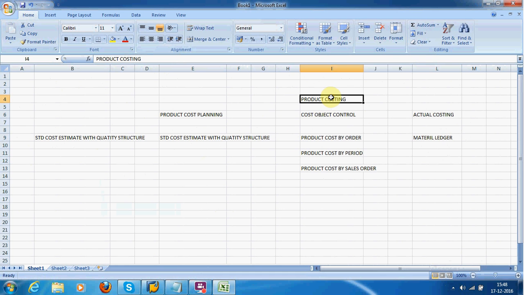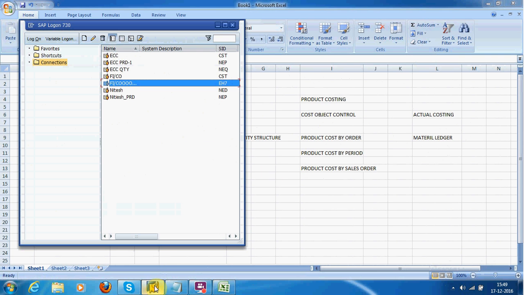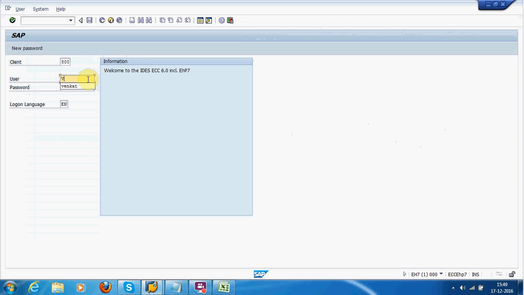So first, product costing is divided into three parts: product cost planning, cost object control, and actual costing. In product cost planning we have standard cost estimate with quantity structure and standard cost estimate without quantity structure. In cost object control we have three parts: product cost by order, product cost by period, and product cost by sales order. In actual costing we have material ledger. Let's log in to SAP and see the following submodules in product costing.